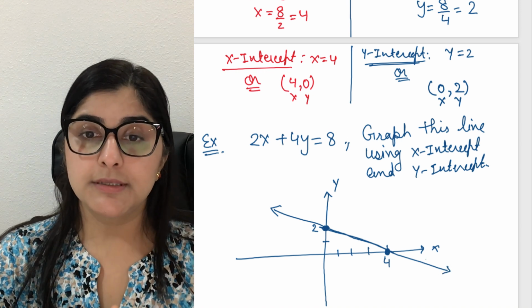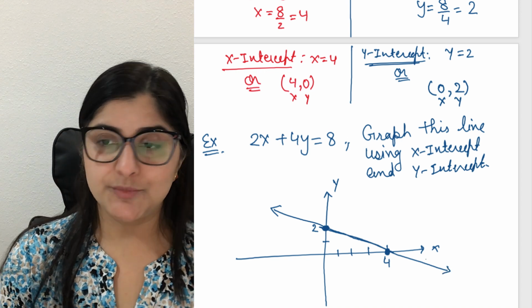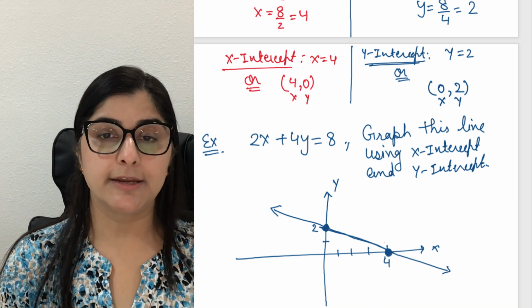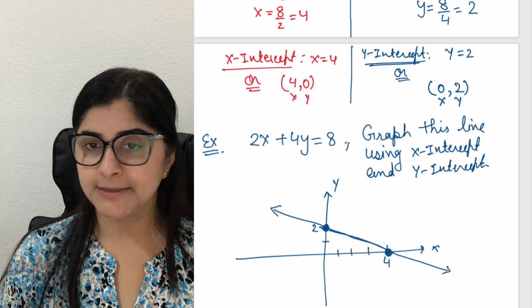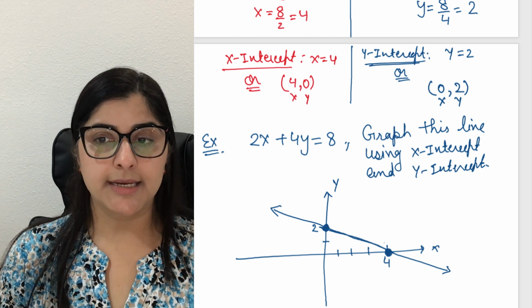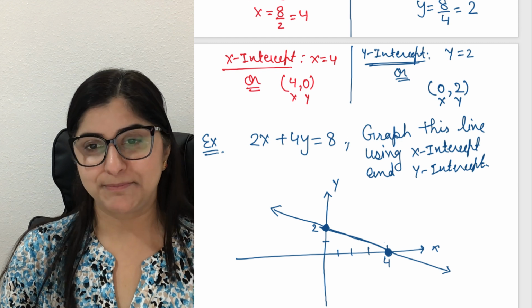So to plot the graph using the intercepts, we need only 2 points, the x-intercept and y-intercept, where the line crosses the x-axis and y-axis. We just join both intercepts with a straight line and extend the line on both sides.